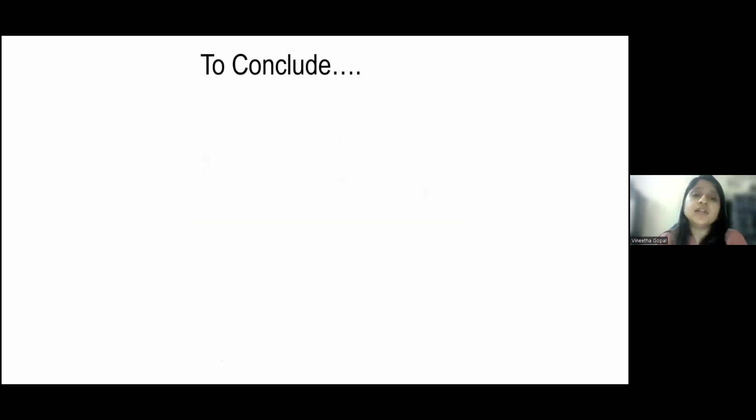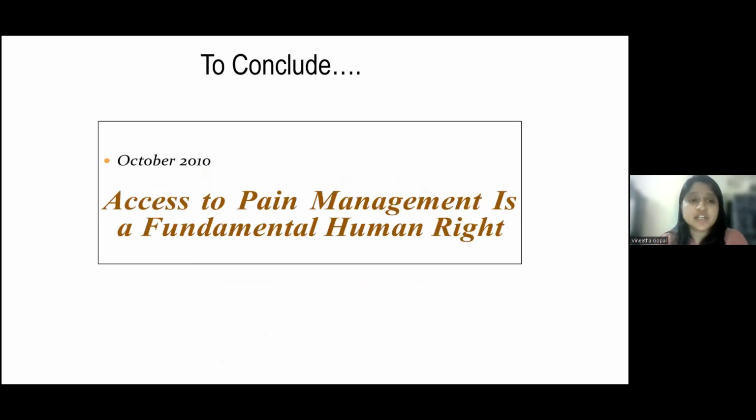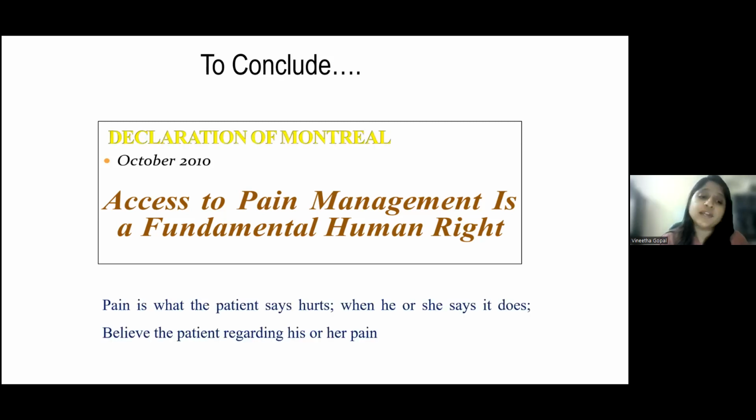So to conclude, this International Pain Summit in 2010, organized by IASP, their conclusion was this: access to pain relief is a fundamental human right, or pain management itself is a basic human right. We cannot deny that, saying that the patient is having a psychological problem or the patient is having issues at home. Pain management is a basic human right, and everyone should have access to that. And another take home point is, pain is what the patient says hurts, and we have to believe the patient regarding his or her pain.